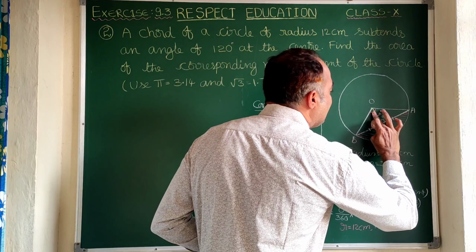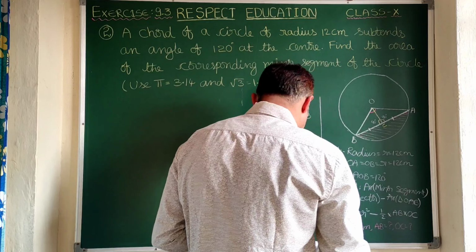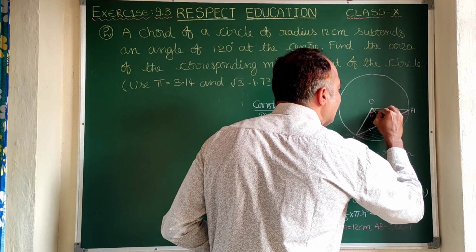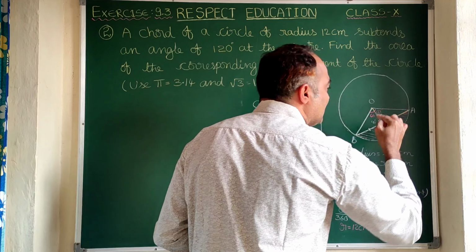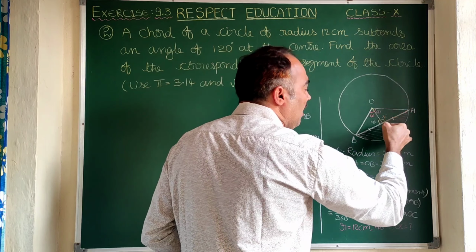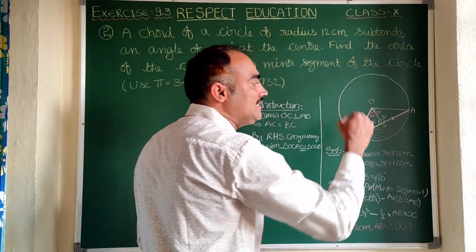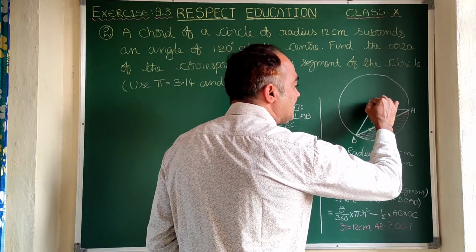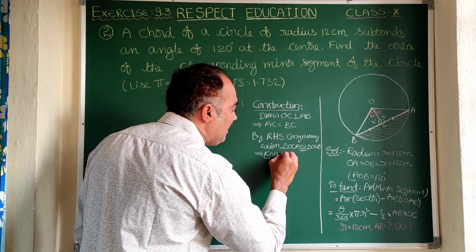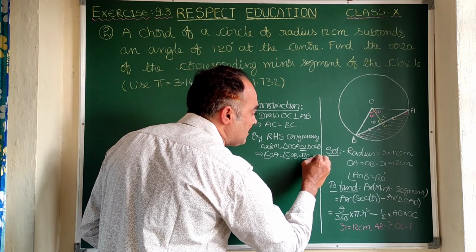So by CPCT, this 120 can be split equally as 60 degrees and 60 degrees. Since these two triangles are congruent, by CPCT we can say angle COA is equal to angle COB, which is 120 by 2, that is 60 degrees. Now let us consider the triangle OCA.